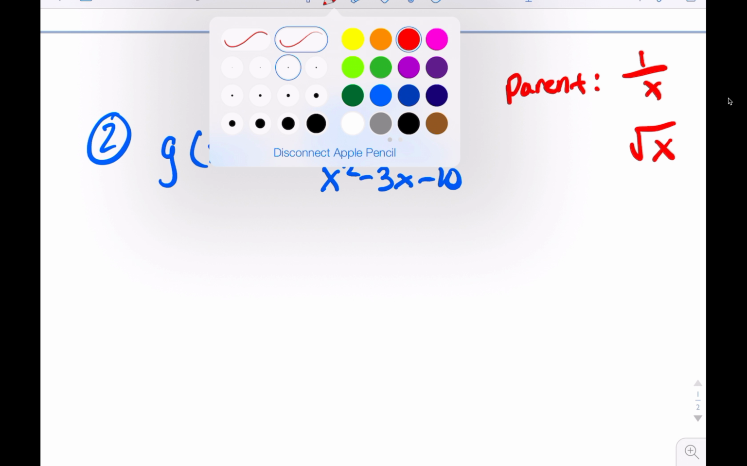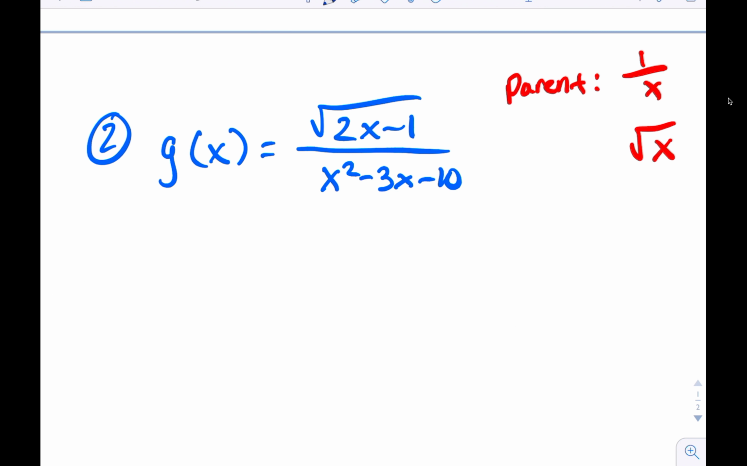So this is kind of a two-part one. The first part that you're going to do, you can do the denominator.